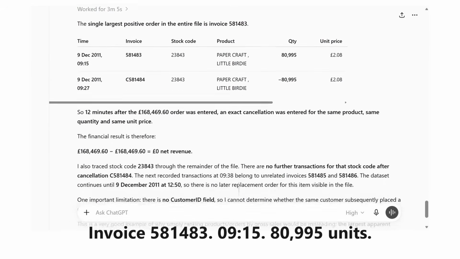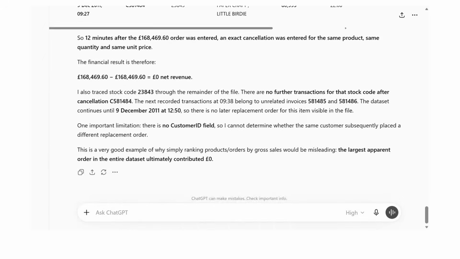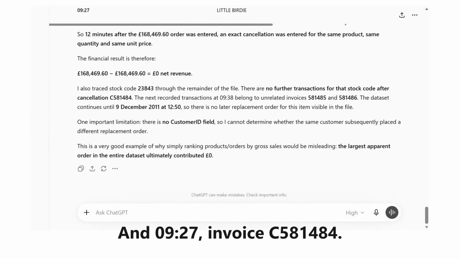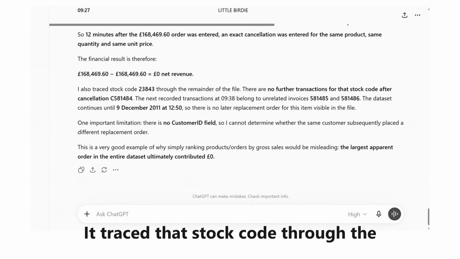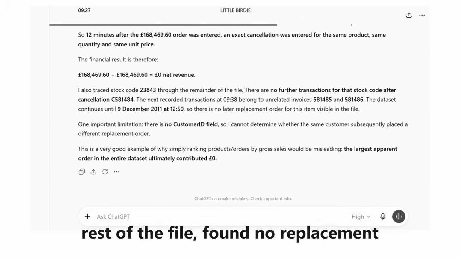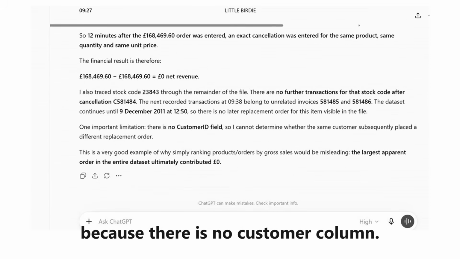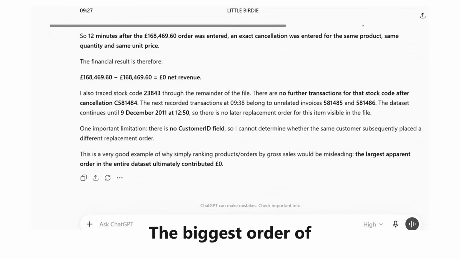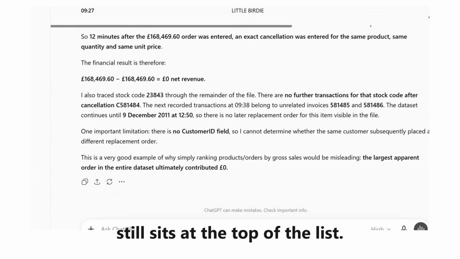Invoice 581483, 80,995 units, 168,469.60. And invoice C581484. Same product, same price, same quantity, negative. The entire thing reversed. It traced that stock code through the rest of the file, found no replacement order, and then said what it cannot know because there is no customer column. The biggest order of the year earned nothing. Sort this shop by gross sales, and it still sits at the top of the list.